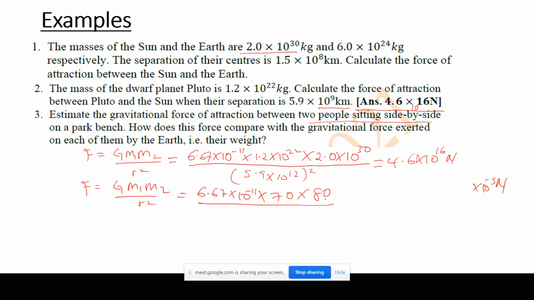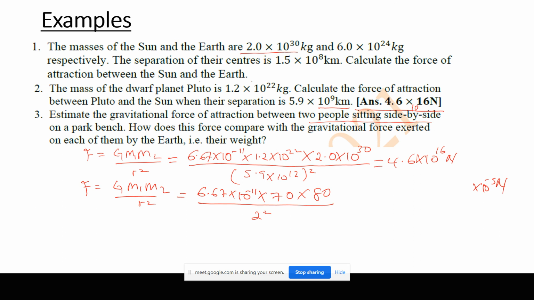You could estimate this to be 1 meter apart, even 2 meters apart. So let's say this is 2 meters. It is just an estimate. So I press my calculator. You can also press yours. 70 times 80 times 6.67 exponent negative 11, divided by 4. So you can find your answer.